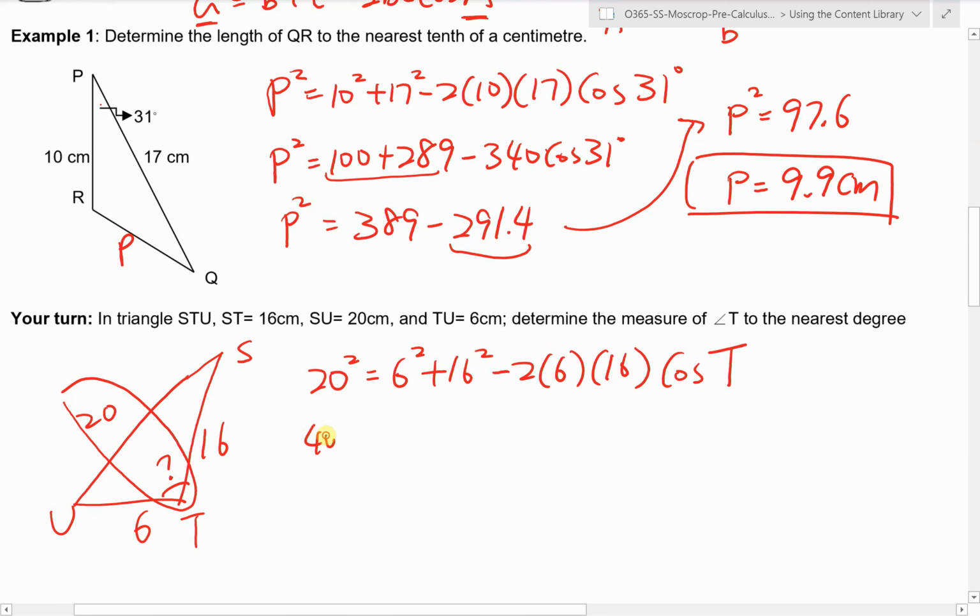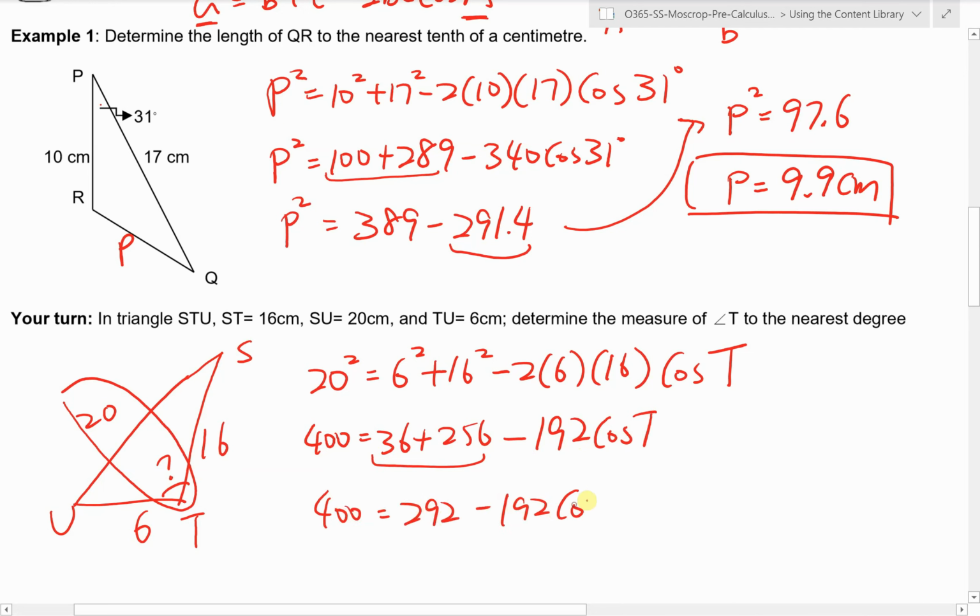20 squared is 400. That's 36. 16 squared is 256. Minus 2 times 6 is 12, and then 12 times 16. What is this? 12 times 16, I think it's 192. Let me check, yeah, it is 192 cosine T. Now again, these two can be added together. This is simply 400 equals 292 minus 192 times cosine T.